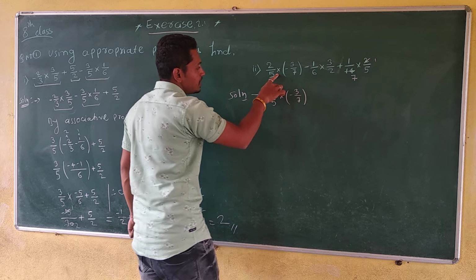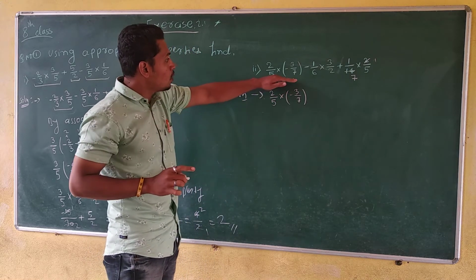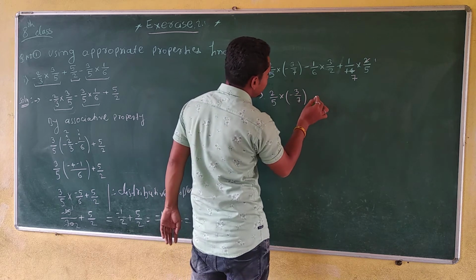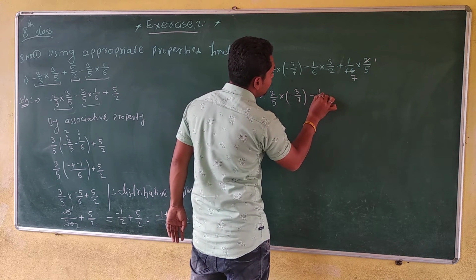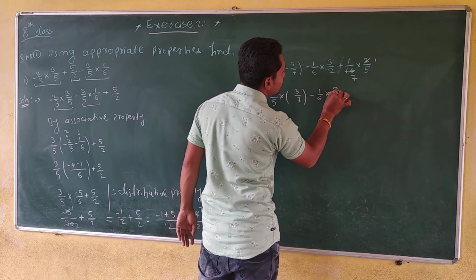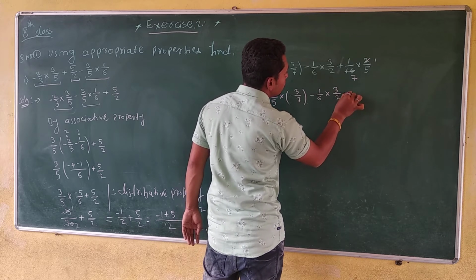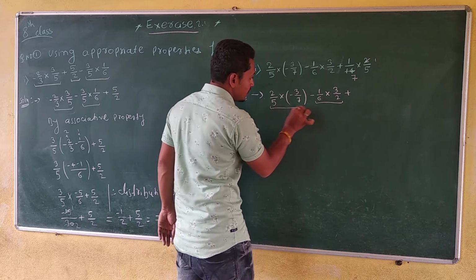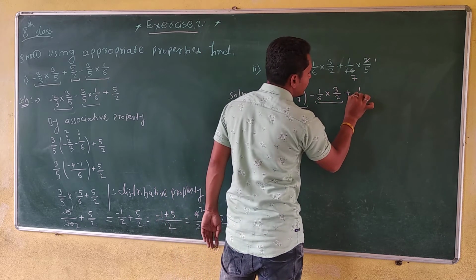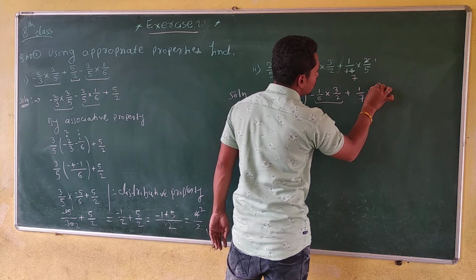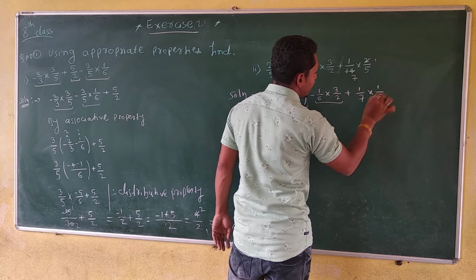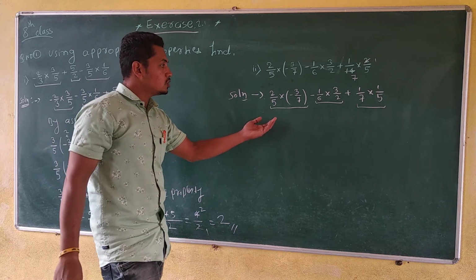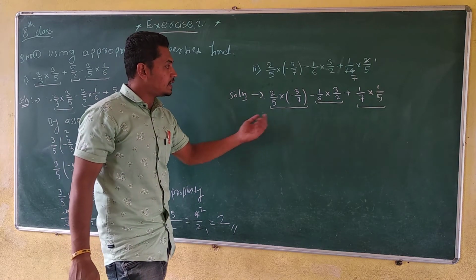Okay, this is one term, means into. Okay, this is one term. Next term is minus 1 divided by 6 into 3 divided by 2 plus, this is one term. And next 1 divided by 7 into 1 divided by 5. This is one term. Okay, it has total 3 terms.